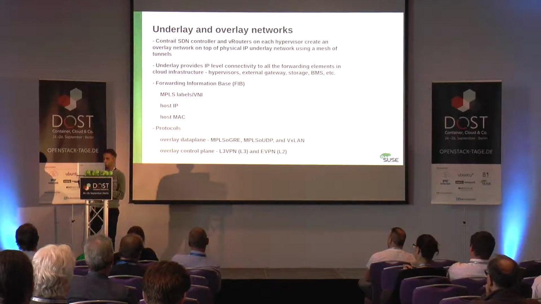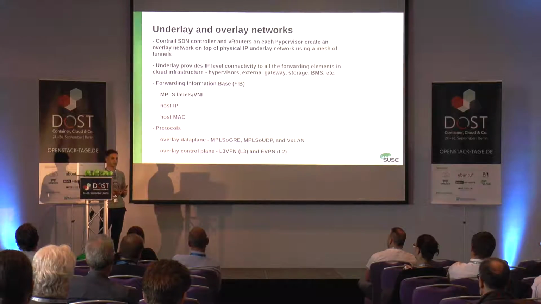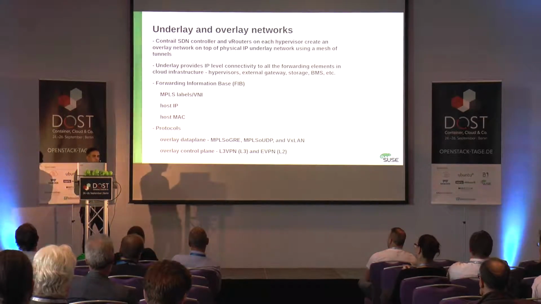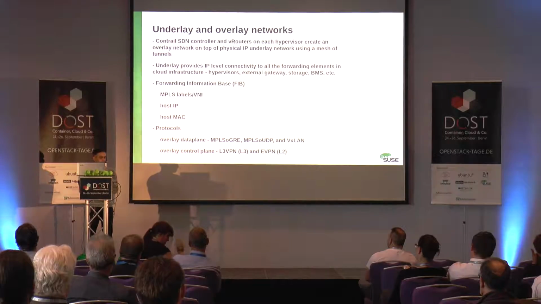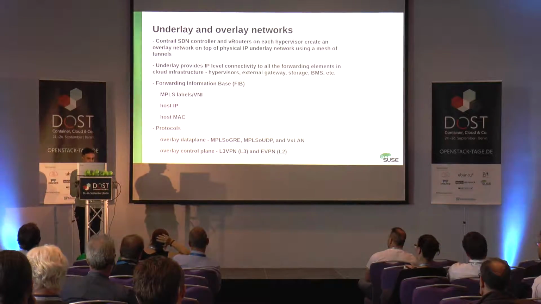In case of OVS and ML2, you have something called flows. A packet is forwarded based on flows. In Contrail, it is something similar, but instead of having flows, you have a thing called forwarding information base, which is made up of the host IP, the host MAC address, MPLS labels, VNI identifiers, a lot of information that helps vRouter decide how to forward my packet.